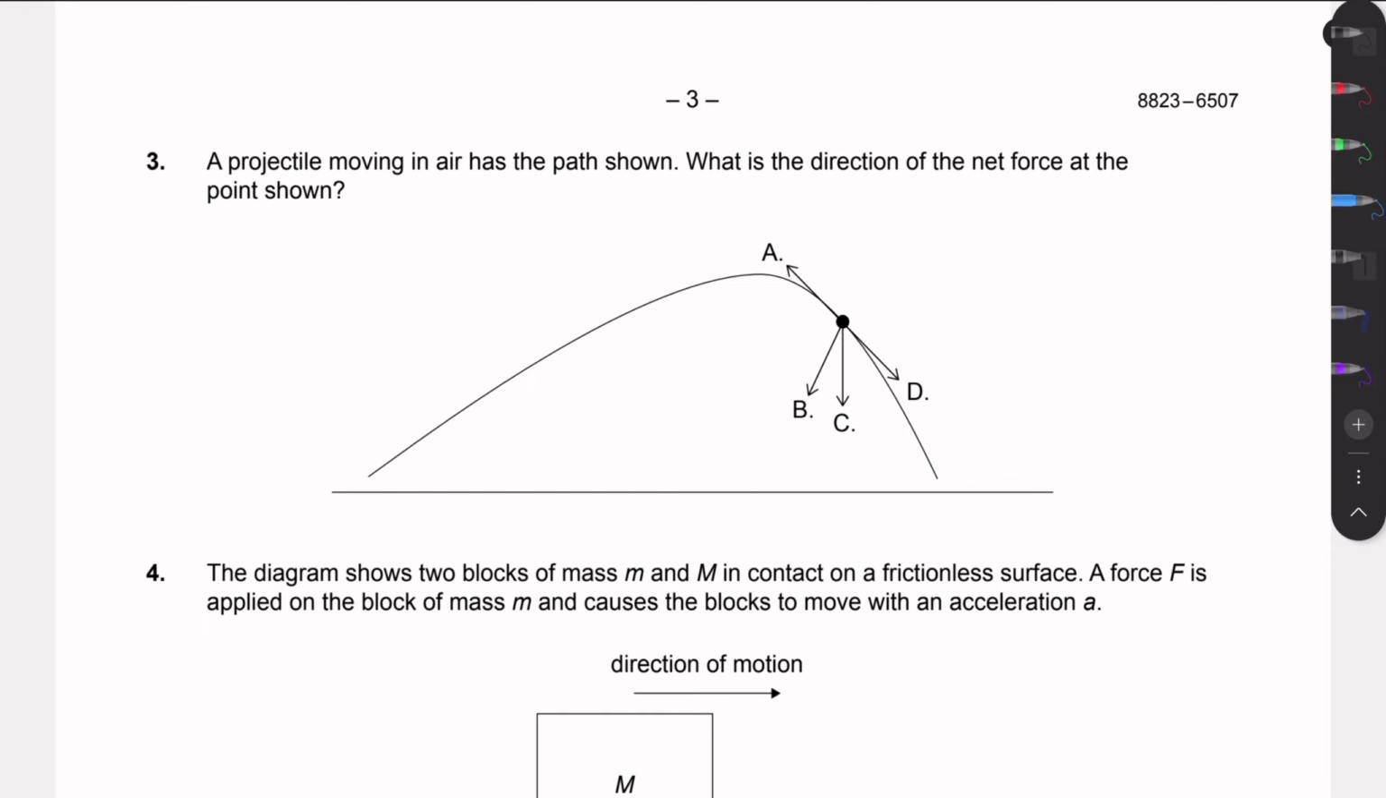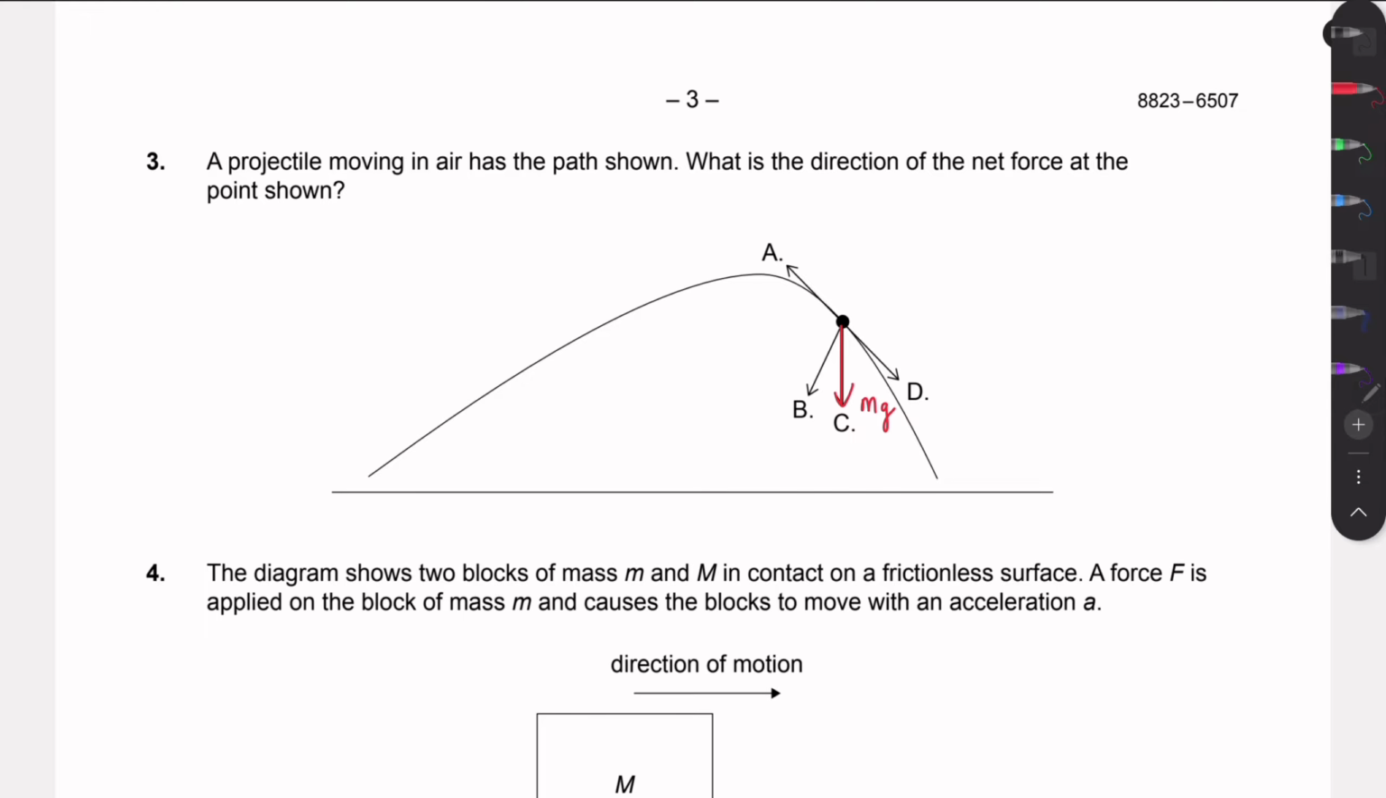Here we're shown that a projectile is moving in air with this path. What is the direction of the net force at the point shown? So here we need to consider what forces act on this object. And one of them we know is going to be gravity. So if we would draw a free body diagram, we would have to draw mg.